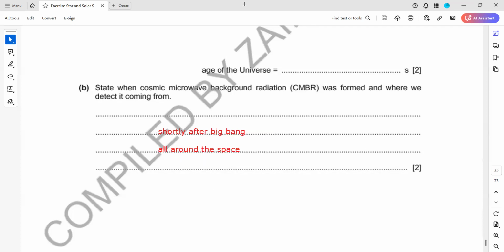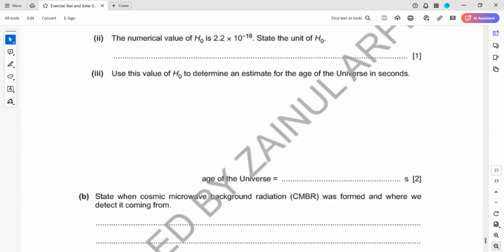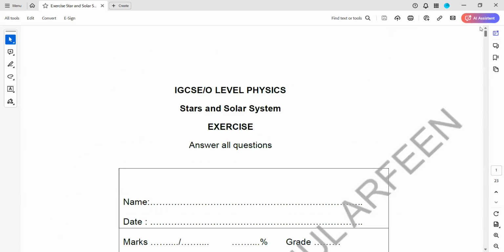We can say it was detected from the edge of space. No, not the edge of space. It's all around, like we observe. Not only the edge, it's all around we observe. So saying all points in space is the right thing rather than saying edge only. Okay. So this was the exercise related to the stars in the solar system.